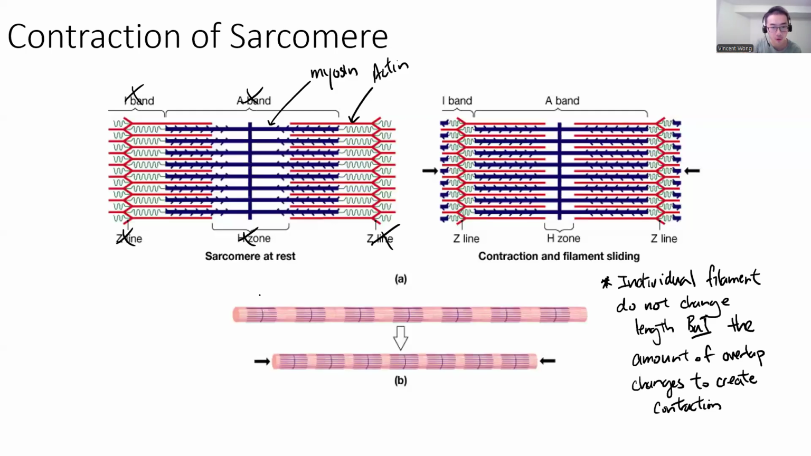Now, just to help you orient again a little bit, this right here is the sarcomere. When they're contracting here, you see the amount of overlap increases, which means afterwards the sarcomere is a little bit shorter. There you go.